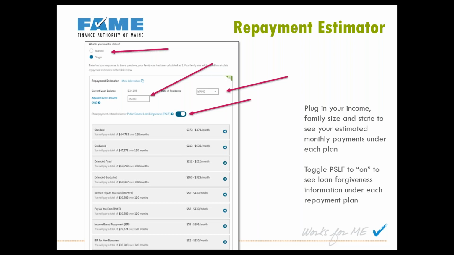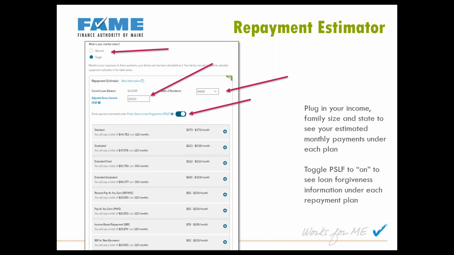So you can see out of the first 4 plans here, the standard, graduated, and the 2 extended repayment plans, it says you'll pay a total of over the life of the loan. That's telling you when you finish paying this off, this is how much you will have paid in interest and fees total. That's what you paid out of pocket.